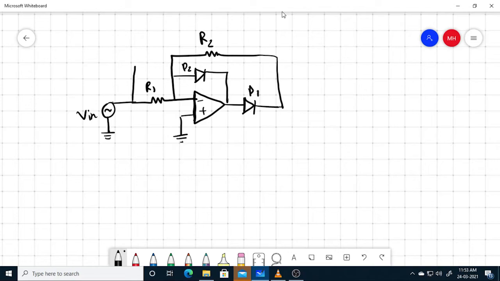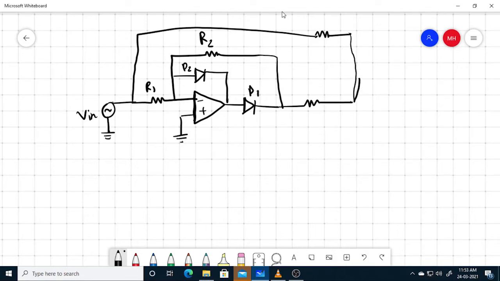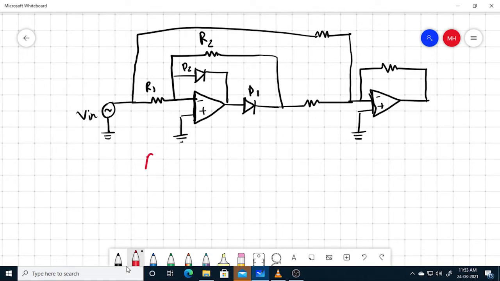Now we'll take a wire like this and connect it to a resistor, and a resistor here, and we'll connect them to the inverting terminal of another op-amp like this. And we'll use feedback, obviously negative feedback. Okay, so this is R1, R2. We know that R1 should be equal to R2, and let's say that this is R, and this is R by 2 and this is R.